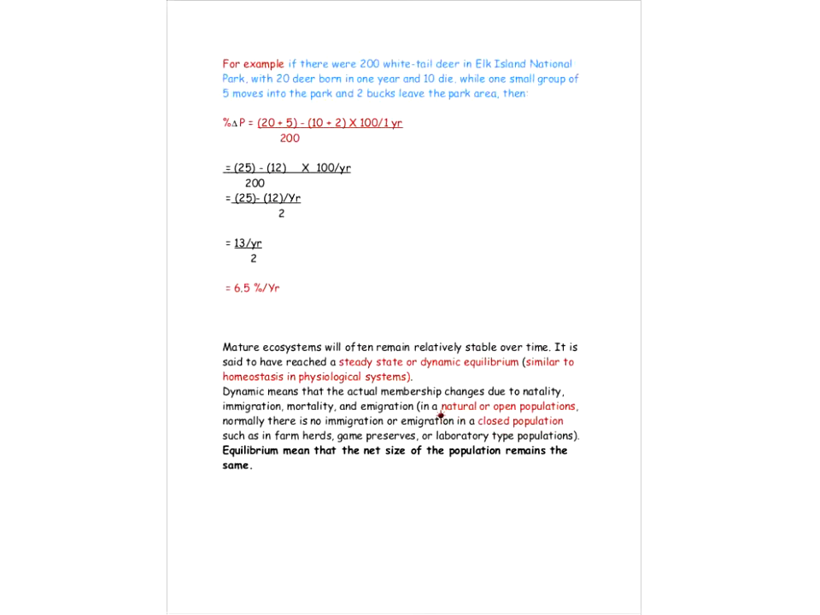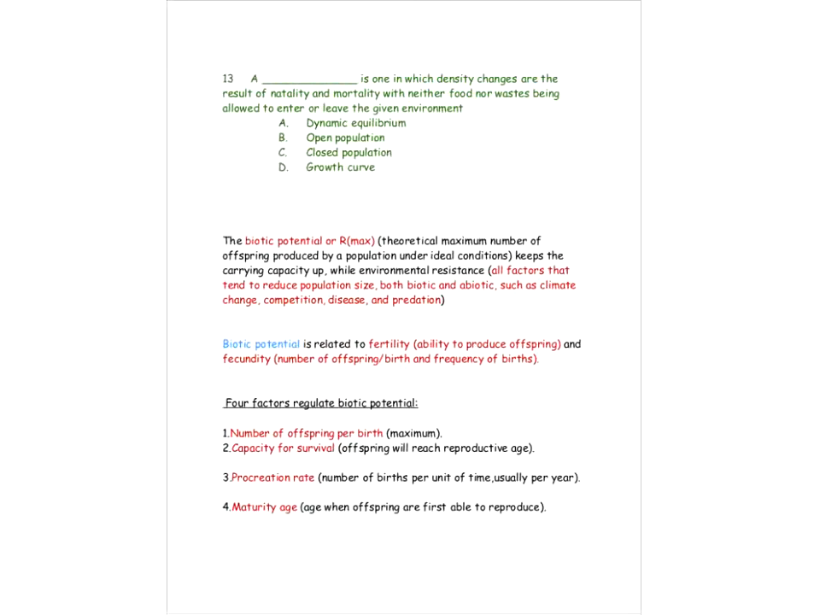In a natural or open population, there's normally immigration or emigration, but not in a closed population. If you're looking at something like a farm herd, that's a closed population. Equilibrium means that the net size of the population remains the same. If we go to the next screen, a blank is one in which density changes are the result of natality and mortality, with neither food nor waste being allowed to enter or leave the given environment. So what do you think that would be?